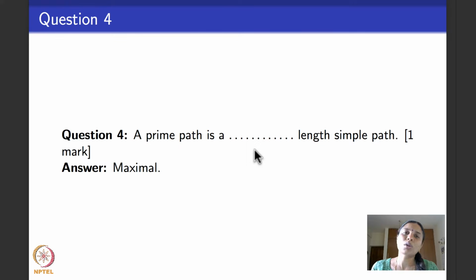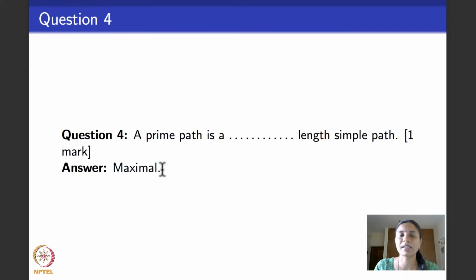It asks what sort of a path a prime path is. A prime path, if you remember the definition, is a simple path that doesn't come as a subpath of any other path. So prime paths are what are called maximal simple paths, maximal length simple paths. Why do I put maximal and not maximum? I hope you know the difference. Maximal says that there could be more than one maximum length simple paths, right?